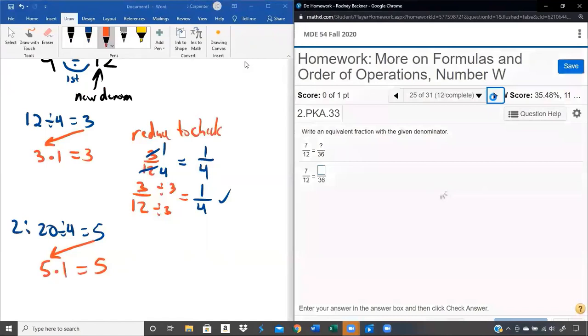Another one for more practice. 12 will go into 36 3 times. 3 times 7 is 21. So that would have been my answer. Remember, your problems will be different most of the time. You'll have different numbers. Same type of problem, just different numbers.